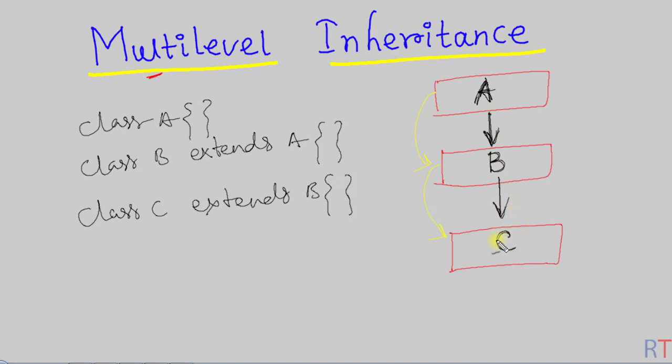And while using multi-level inheritance, the subclass can have all the properties from its parents. For example, the class C will have all the properties from the superclass B, and also it is going to acquire all the properties from the superclass A.